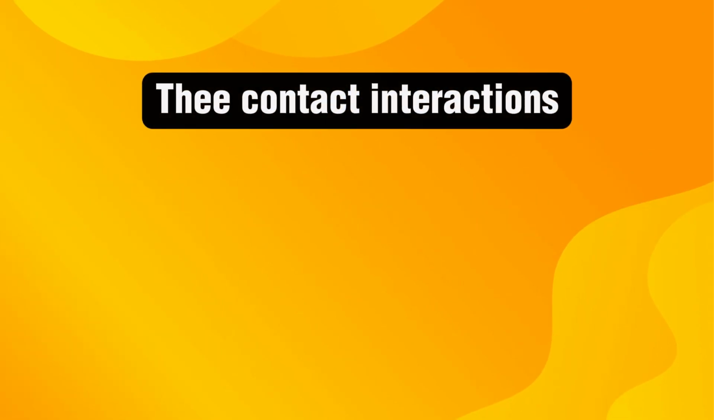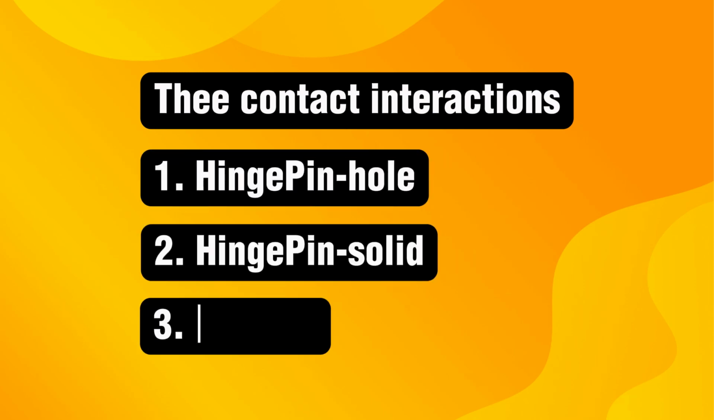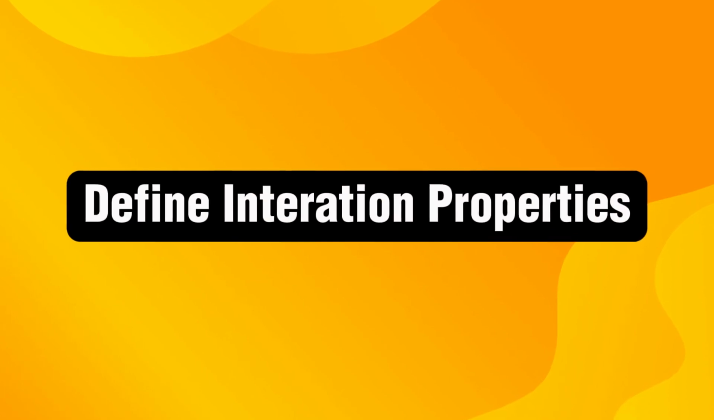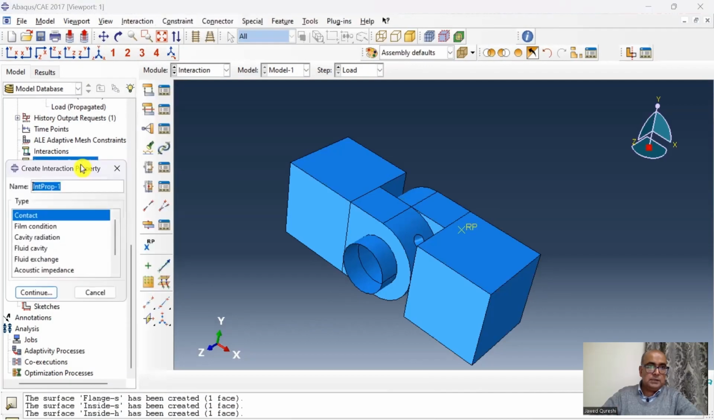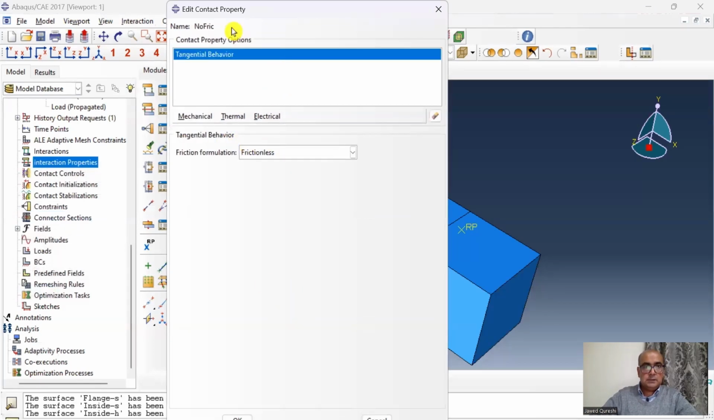Step 9, defining contact between regions of the model. Here I will create 3 interactions: hinge pin hole, hinge pin solid, and flanges. First, I have to define interaction property. Click on interaction properties, say no friction contact, click OK. Click on mechanical, tangential behavior is frictionless, click OK.